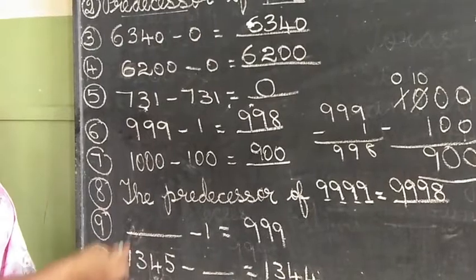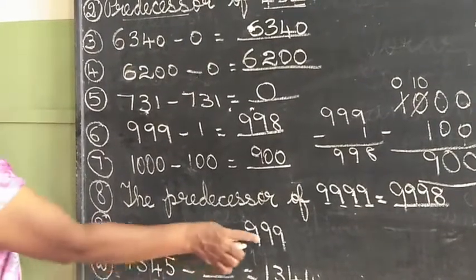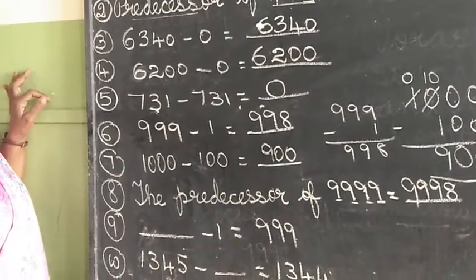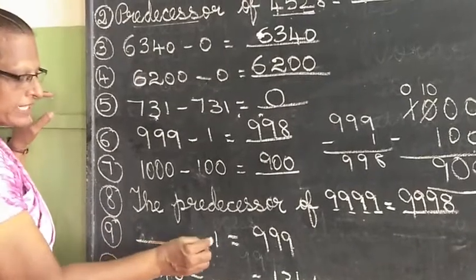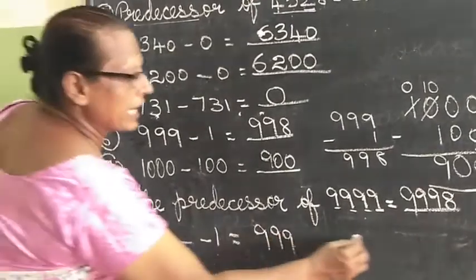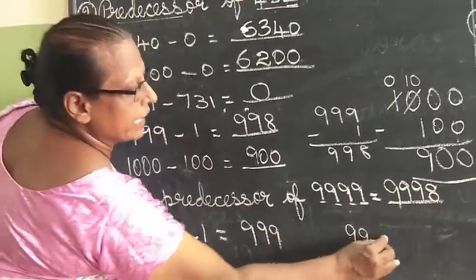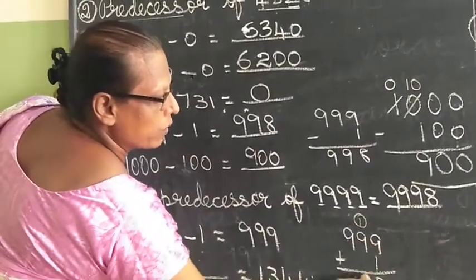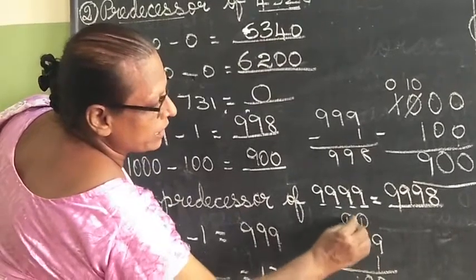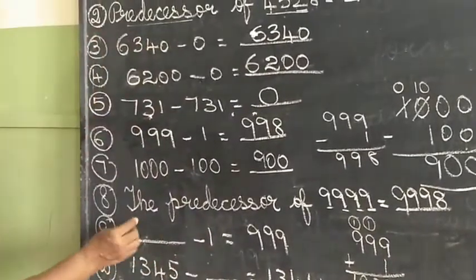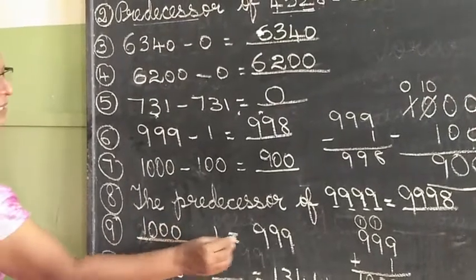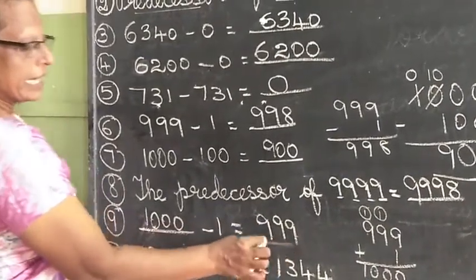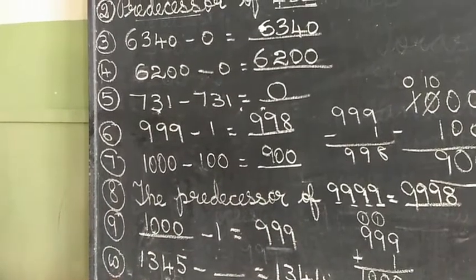Coming to the ninth one, dash minus 1 is equal to 999. So what can we do? See, the 999 is there. So what number will come here, children? Do you have any guess? It's a little bit hard. If the sum comes like this, you can add 999 plus 1. If plus 1, what will come, children? 1000. So here 1000 minus 1 is equal to 999. 1000 subtracted by 1 means what answer will come, children? 999.